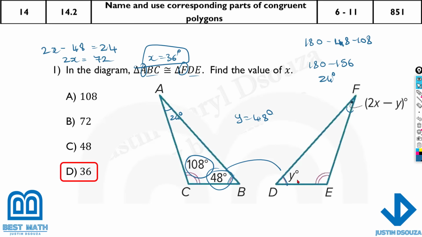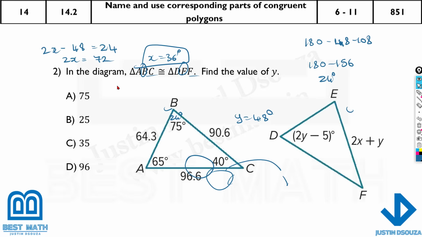First, we need to find the relation. We know what y is. And then see what this A is. Then we can equate it with 2x minus y, which is 48. And then we can find the only unknown variable, x.